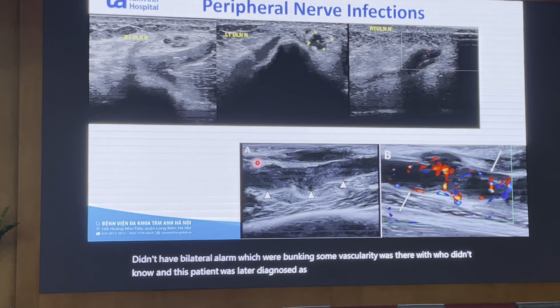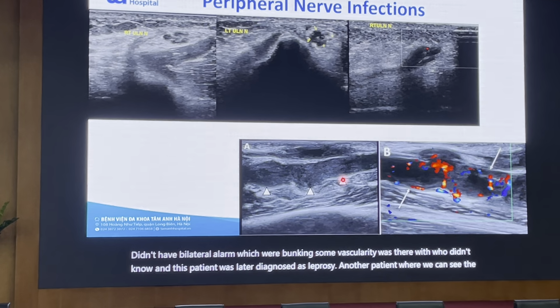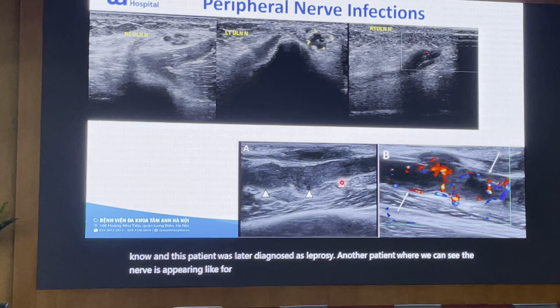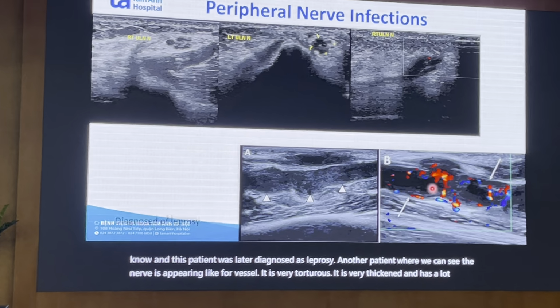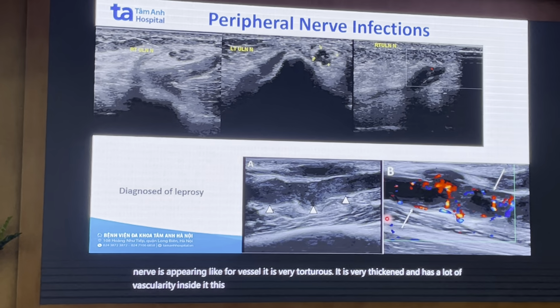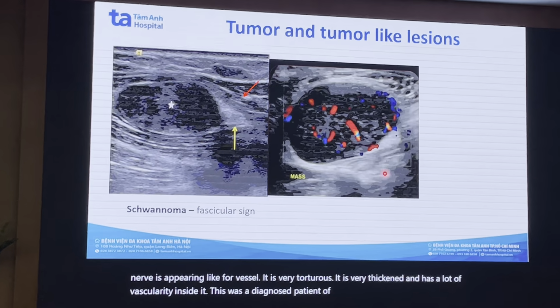Another patient where you can see the nerve is appearing like a vessel. It is very tortuous, it is very thickened and has a lot of vascularity inside it. This was a diagnosed patient of leprosy.